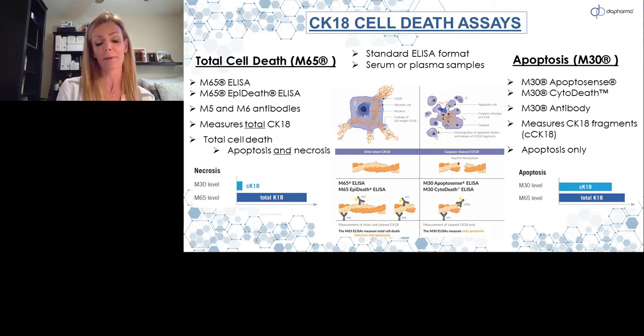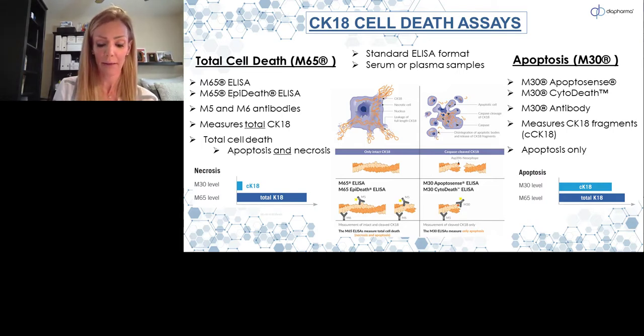CK18 and its fragments can be measured in serum and plasma samples with standard immunoassays. These assays come in 2 varieties. The M65 assays include the M65 ELISA and the M65 EpiDeath ELISA. These assays are based on two antibodies named M5 and M6, and hence the name M65. These antibodies recognize all forms of CK18, so both intact CK18 that is released from necrotic cells, as well as CK18 fragments that are generated during apoptosis. The M65 assays therefore measure total hepatocyte cell death, so both apoptosis and necrosis.